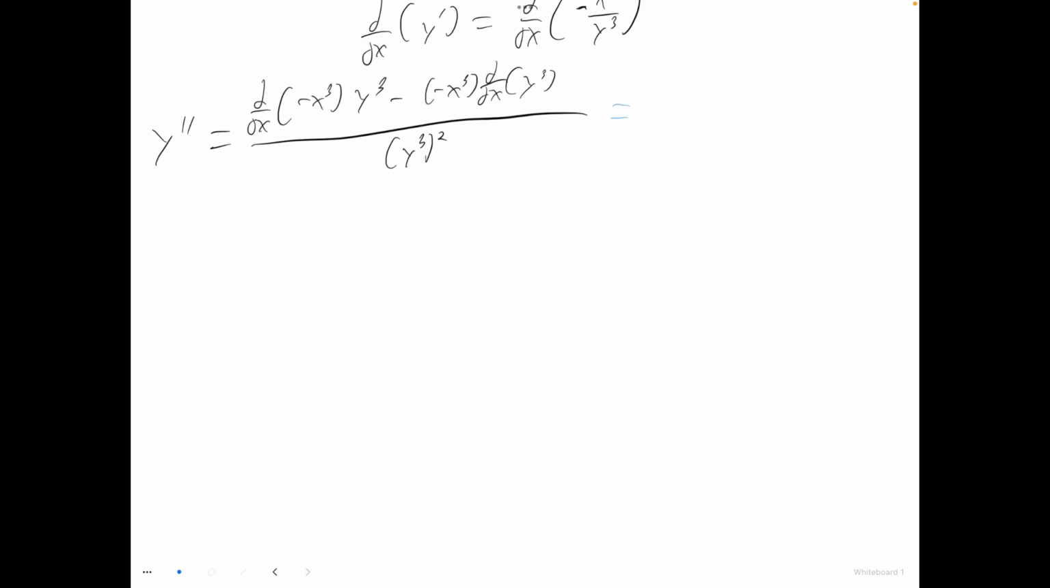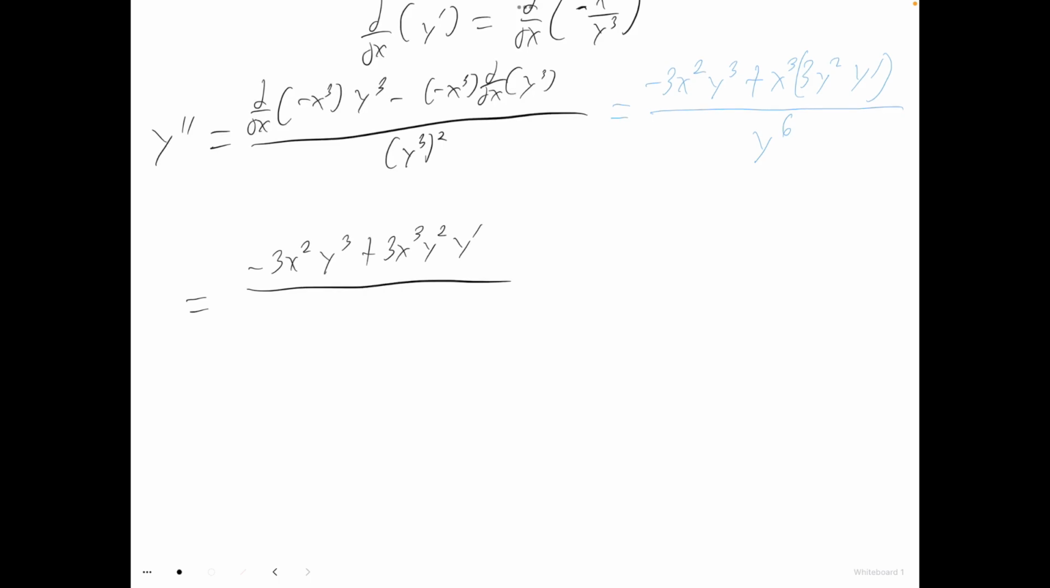So the derivative of x cubed is going to be negative 3x squared y cubed. Then we're going to have plus x cubed times 3y squared y prime divided by y to the sixth. And so we're just taking the derivative as we have done before. The derivative of y cubed is going to be 3y squared y prime using the chain rule. And so this then gives us negative 3x squared y cubed plus 3x cubed y squared y prime divided by y to the sixth.